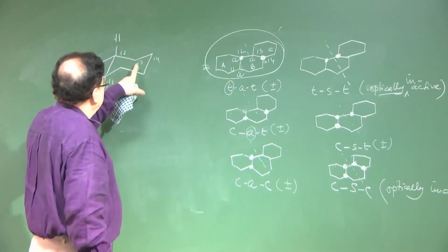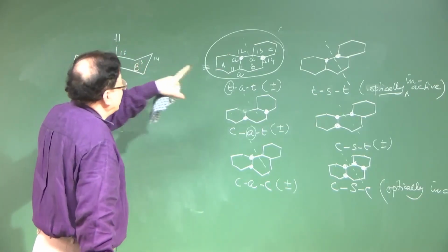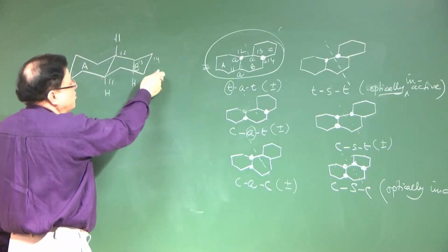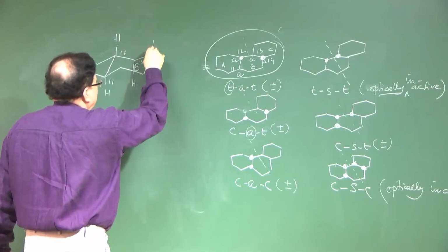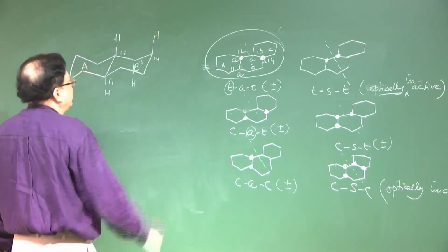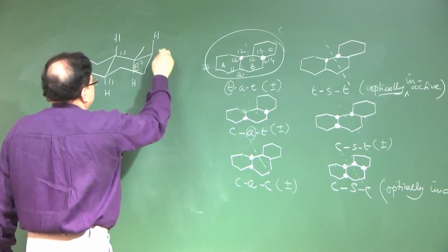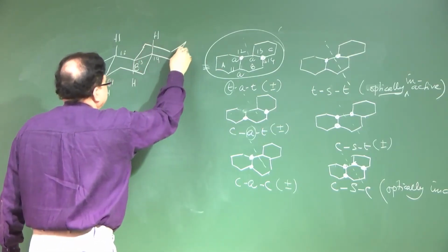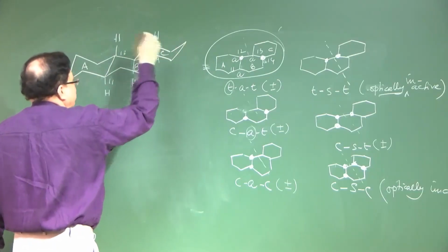So, 12 we have done. Now, 13 the hydrogen is axial, alpha axial. So, find out those hydrogens. 14 hydrogen is beta axial. Okay. Now, complete the C ring. So, the C ring is basically this A, B, C.